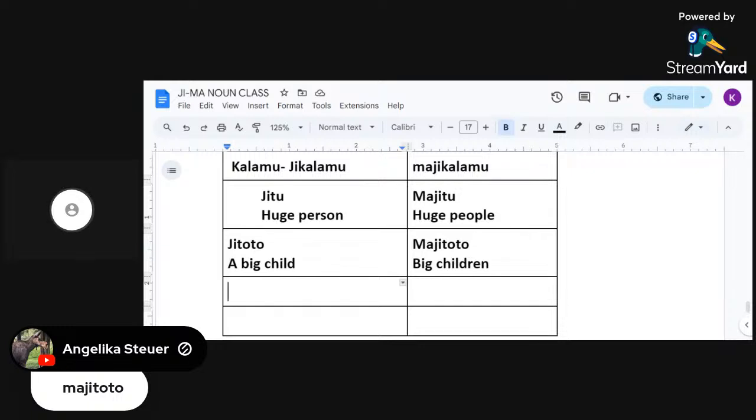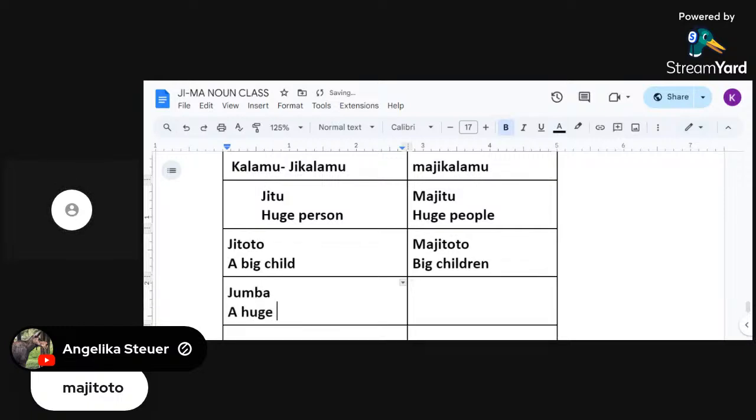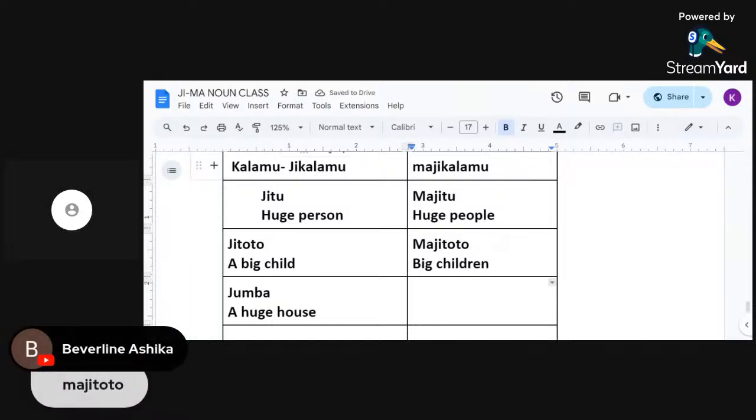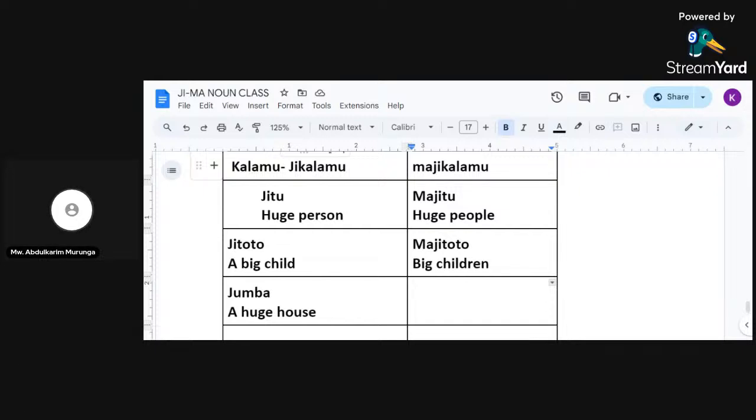Another word is jumba, a huge house. If there are many, how do you say? Huge houses.